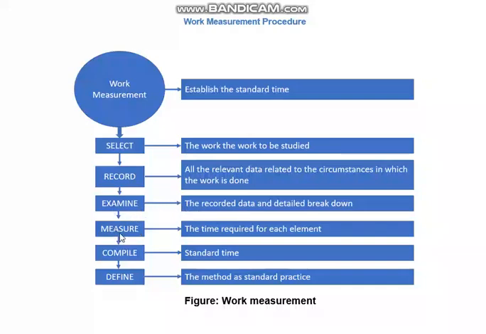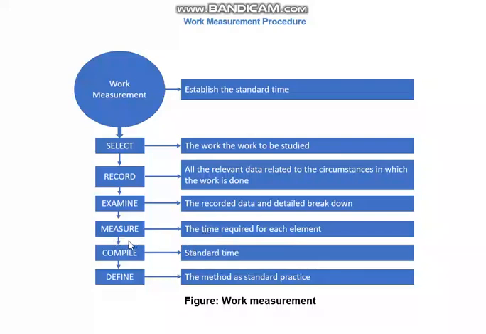Then the fourth step is to measure. Now what you have to do? You have to measure the time. What type of time? Finally, what we arrive at is the standard time: the standard time required for each element of the work. The work can be broken down into small pieces, and for each piece, each element, you will be able to say that this is the time that is required. You have to measure and see, and you have to arrive at a standard time.